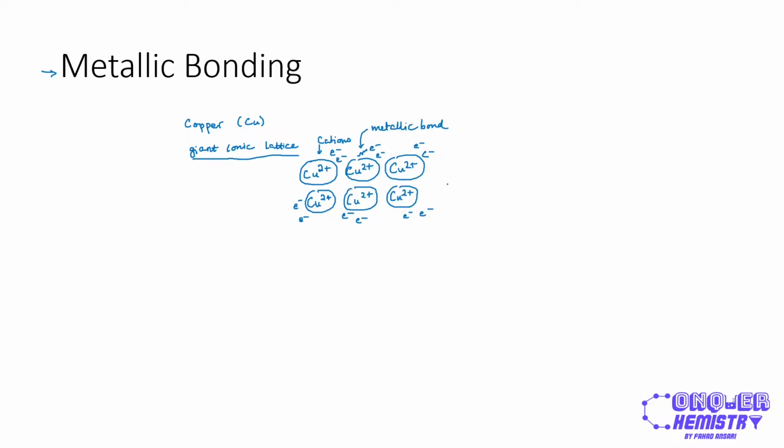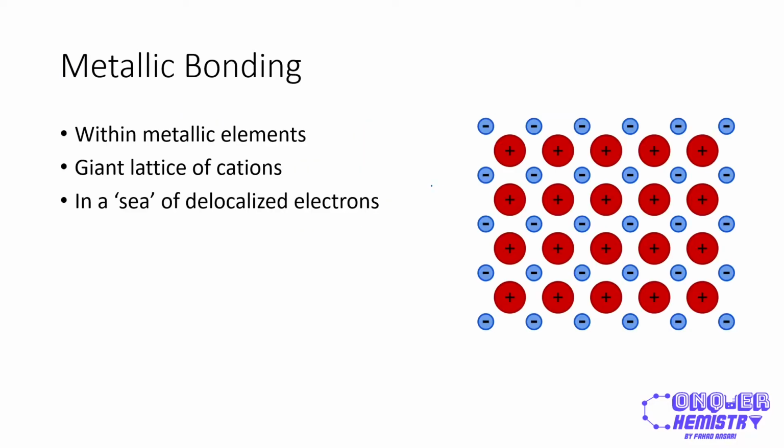So to sum this up, metallic bonding occurs within metallic elements, right? And we have a giant lattice of cations or positive ions, as you can see over here. And these are surrounded by a sea of delocalized electrons. So you can imagine the lattice of cations is a ship, and it is floating in a sea of these delocalized electrons. Now, what does this word delocalized mean?